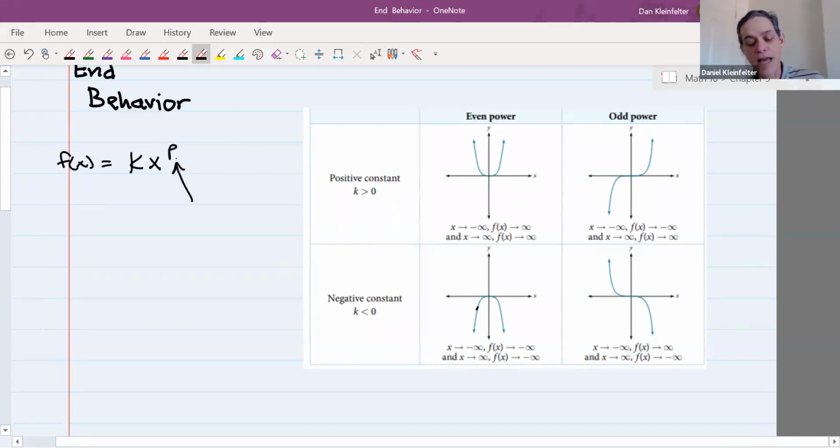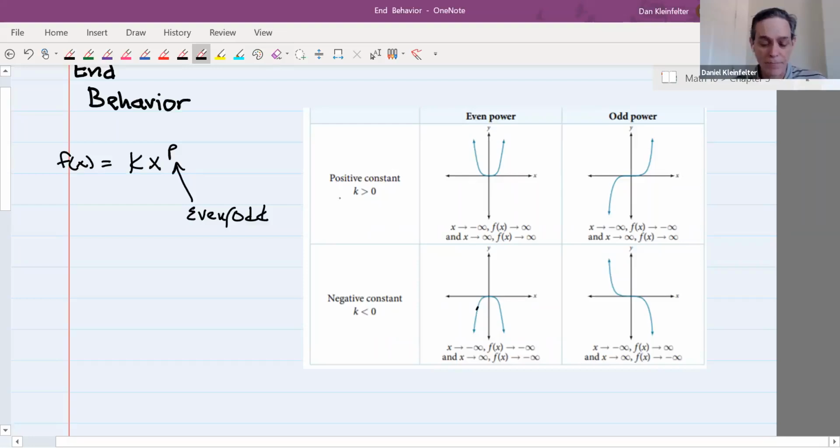The exponent, whether this is even or odd, that tells you, are the two ends going to do the same thing or two different things? You'll notice when it's even power, the two ends do the same thing. It's either both up or both down. When it is an odd power, it's one up and one down. When it's even, both up or both down.